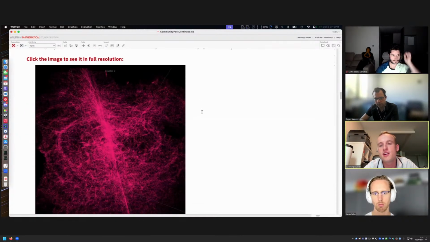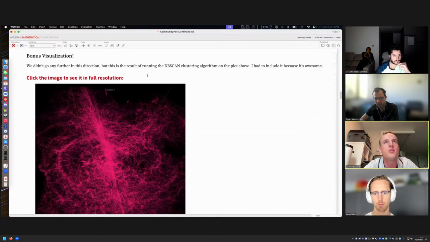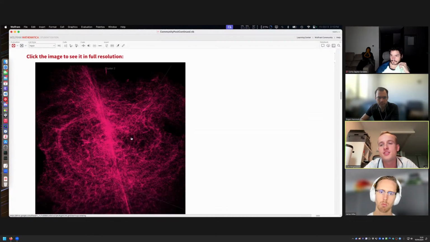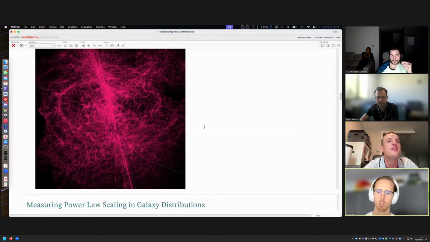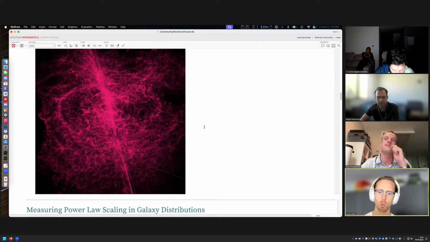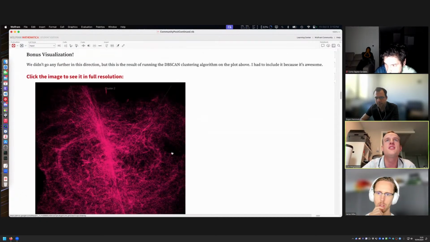We were just messing around, using machine learning clustering algorithms, and this is just one of the clusters we picked out. We didn't use it for anything, but it just looks cool. So you ran a machine learning clustering algorithm? Yeah, this is from the DBSCAN algorithm that's built into Wolfram Language.